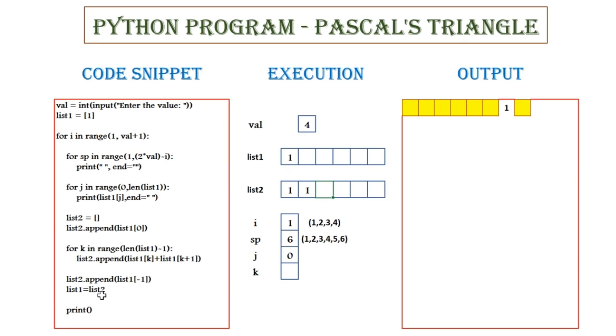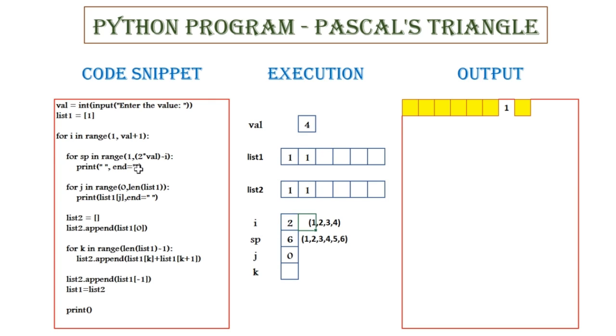Then list 1 equal to list 2. So what I am doing here is that I am copying the values of this list 2 to list 1. So my list 1 is going to be 1, 1. And then I'm printing a new line. So the control goes to the next line. Now the value of I is going to be 2.